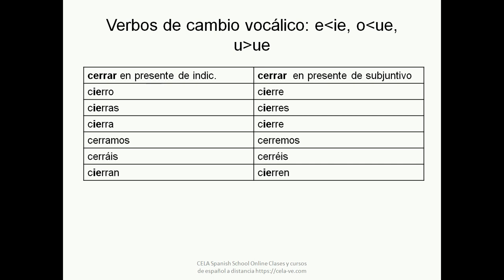In the present indicative, we have verbs that are irregular because they have a vowel change in the root. This can be from E to IE as empezar, empiezo, from O to UE like in poder, puedo, and from U to UE like in jugar, juego. Jugar is the only verb in that group.